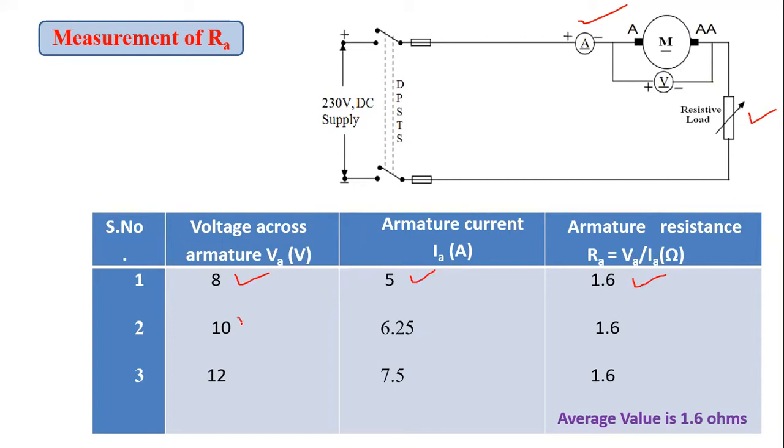Next, if we apply 10 volts we get 6.25 amperes, and if we apply 12 volts we get 7.5 amperes. Once you know all this, you can identify the armature resistance, and we take the average of these values as the final value, that is 1.6 ohm. You can directly connect the multimeter across the armature and find it, or find it like this.